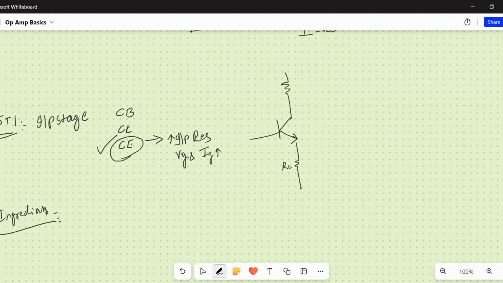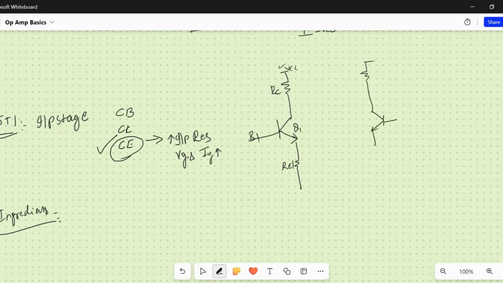This is RE1. This is Q1 transistor. This is VCC. This is nothing but your RC. This is base one we can consider. I will take a similar one more configuration here.